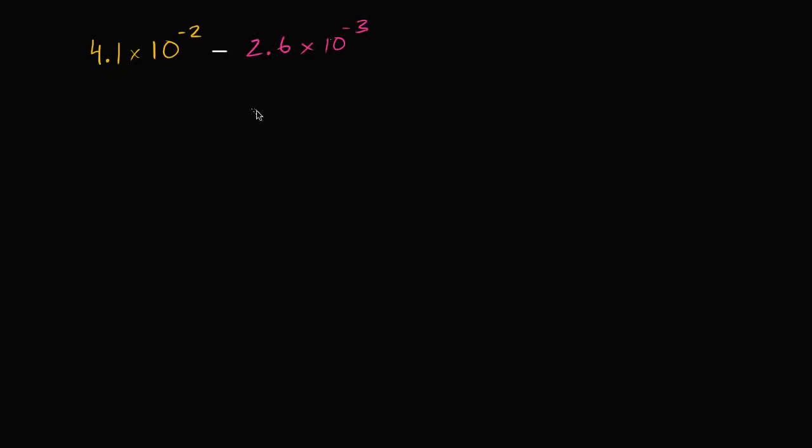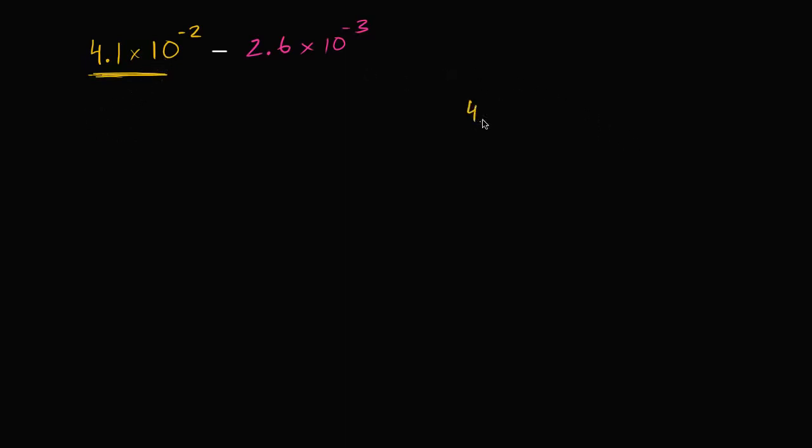And like always, I encourage you to pause this video and see if you can solve this on your own, and then we can work through it together. Alright, I'm assuming you've had a go at it. So the easiest thing that I can think of doing is try to convert one of these numbers so that it's being multiplied by the same power of 10 as the other one. What can we express 4.1 times 10 to the negative 2 as? Can we express it as something times 10 to the negative 3?